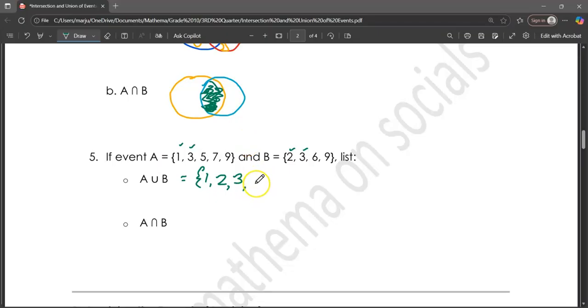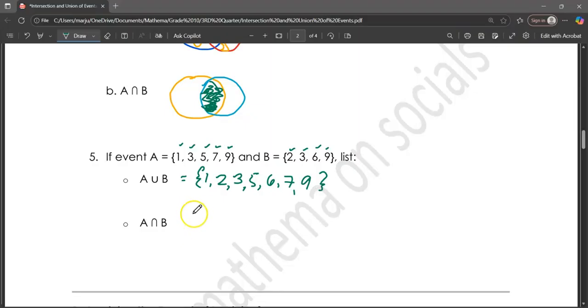And then I have 5. I got 6, 5, 6. And then I got 7. And I get 9. So meaning to say this will be the union of my event A and B. So the sample space will be 1, 2, 3, 5, 6, 7, 9.